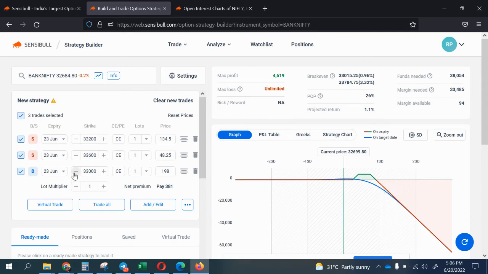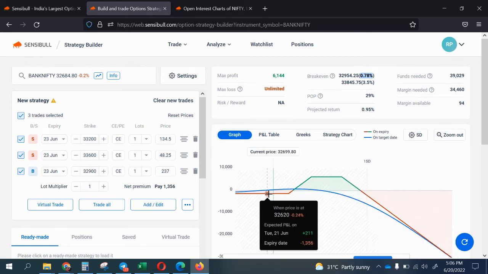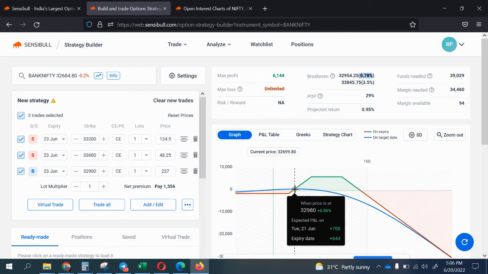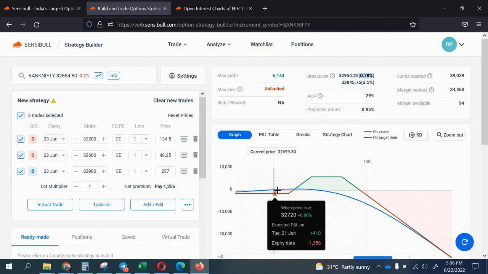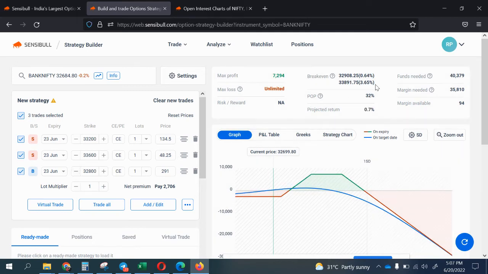See what will happen if I go to 32,900. This will decrease. The moment I went to 32,900, see the chart. Now the distance between your current market and your break even is less, 0.7. So even if the market goes 0.78%, you will end up in your profit zone. Let's see if I go to 32,800. Again this has decreased to 0.64.